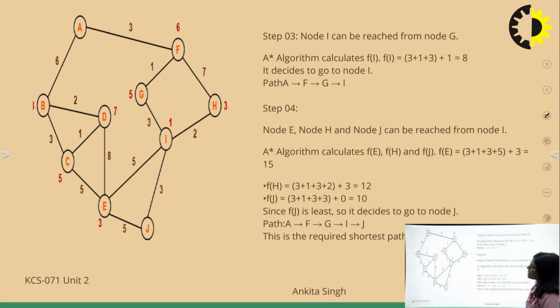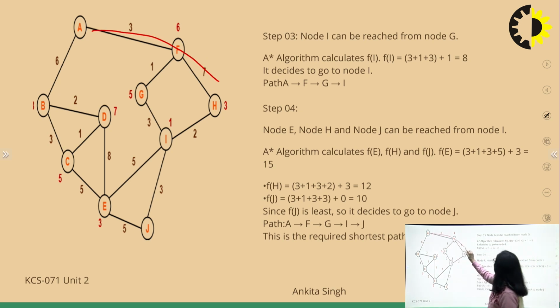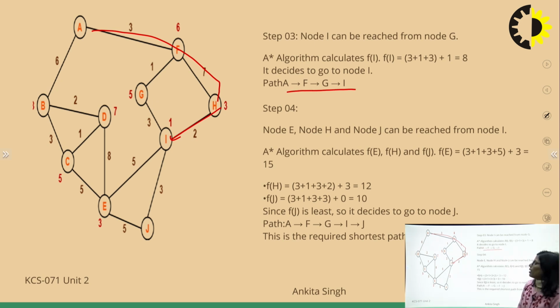Now, please keep in mind J is your goal node over here, right? J is a goal node. Now, where have we come? We have come from this path. Okay, we are following this path. Now, from G node, there is only one node visible, that is I. So obviously, I will go to that node I. Okay, so my path is AFGI currently.